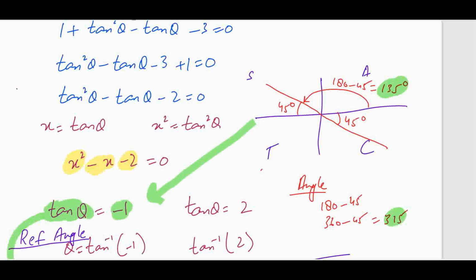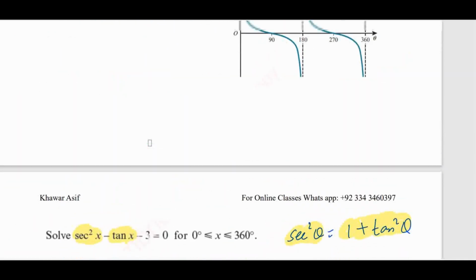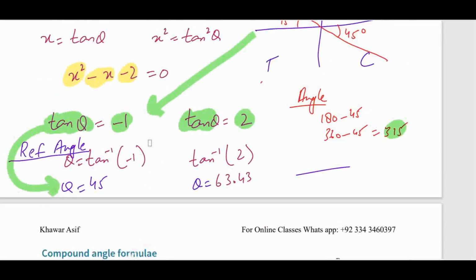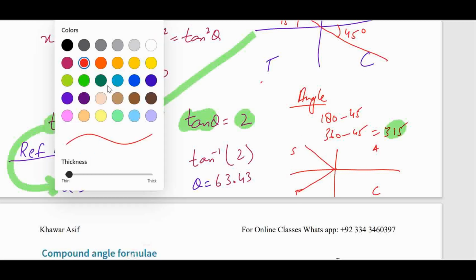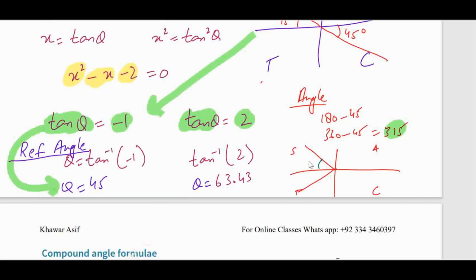Now let's see for tan theta equal to 2. For this case, the angle is 63.43. So we can use CAST. Tan is positive in two quadrants, this one and this one. So this angle will be 63.43 and this will also be 63.43.